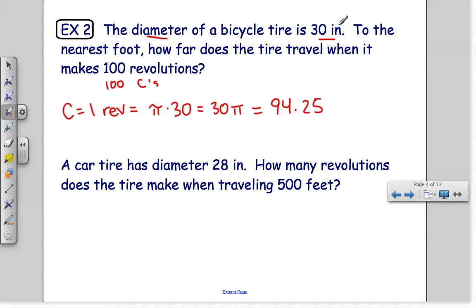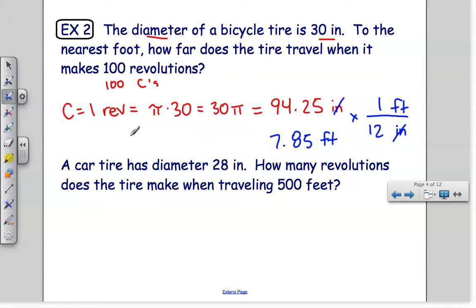The only problem is that the diameter was in inches. So this is also in inches for that one revolution or one circumference. But it does say nearest foot. So let's convert here. Now I know there are 12 inches in a foot. I want inches to go away, so I'm putting that on bottom so that they cancel. Inches will cancel now, top and bottom. There are 12 inches in 1 foot. So I'm doing 94.25 divided by 12. 94.25 inches is actually 7.85 feet approximately. Oh, okay, so this is one revolution or one circumference is 7.85 feet.